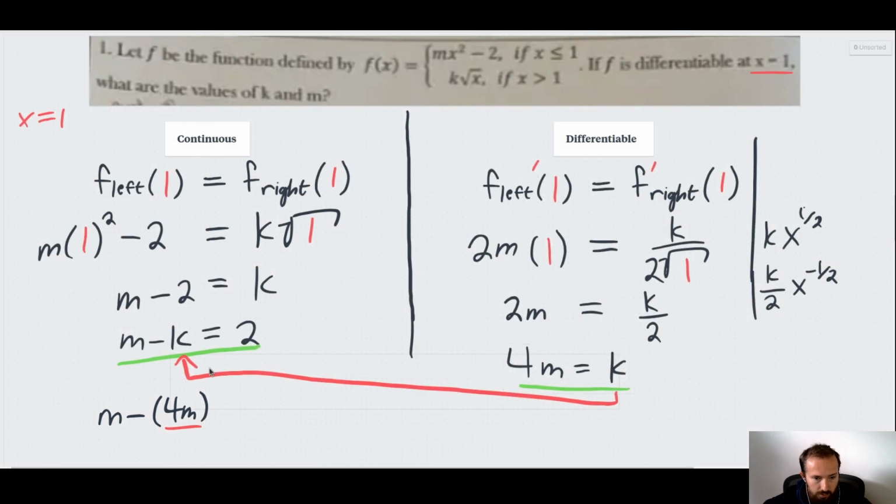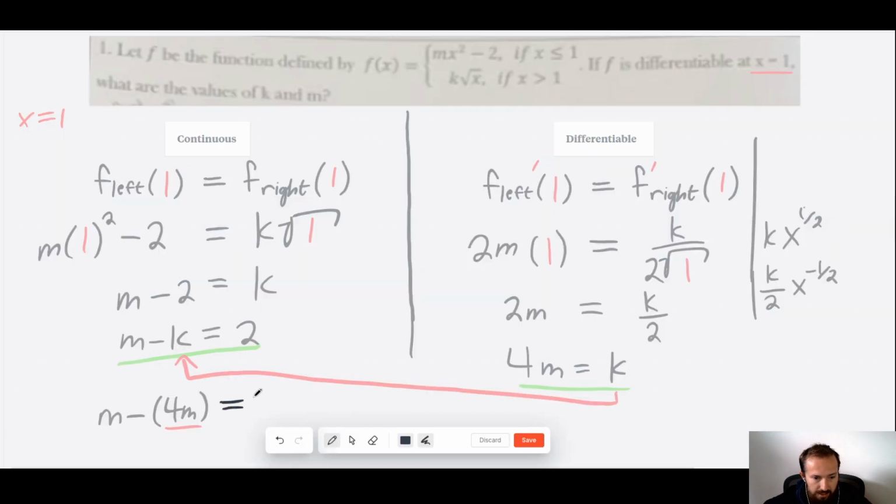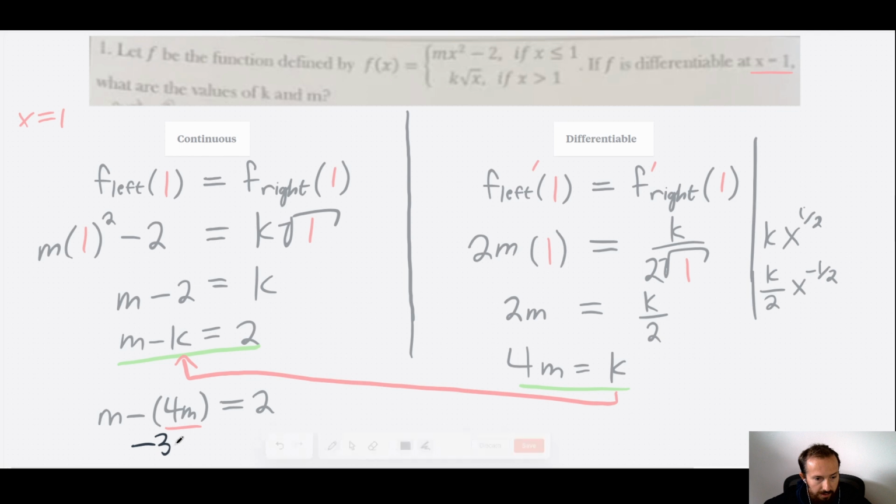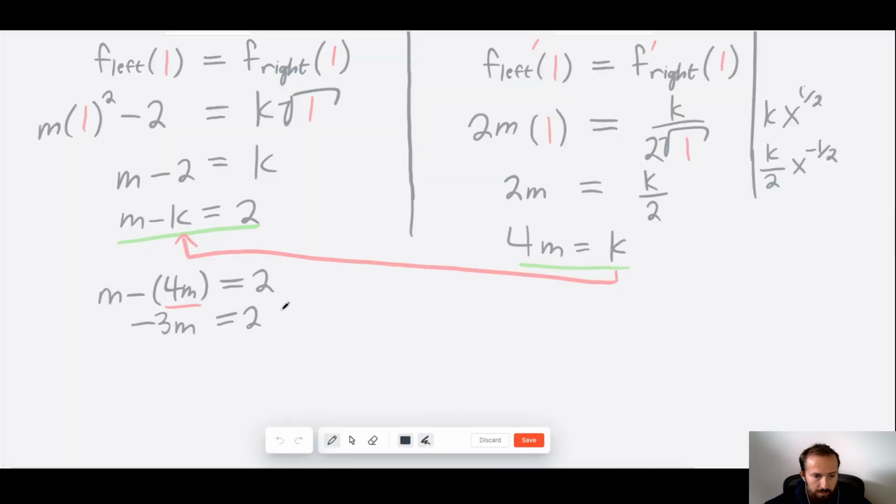4m is equal to k. And then that thing has to equal to, so this would be obviously 1m minus 4m, that's negative 3m. So negative 3m equals 2. And then as I scroll down here a bit, you can see that we get m equals negative 2/3.